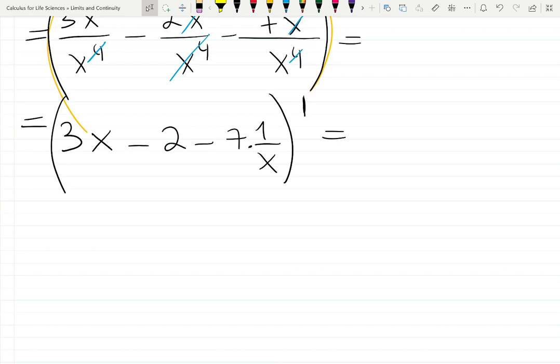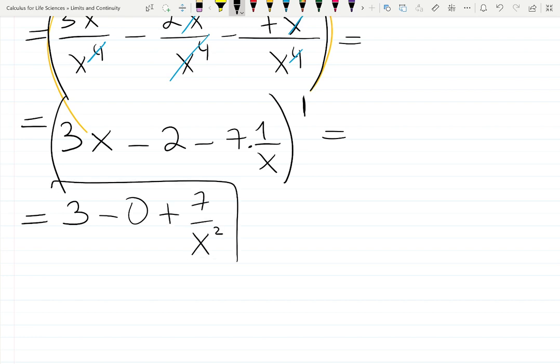What do you think? This makes sense? I simplified into 3 fractions. And now derivative of this, what do you think is that? 3, because 3x gives you 3, then 0, and the last one? Then positive 7 over x to the power of 2. Oh, the power of 2. Yes, amazing.